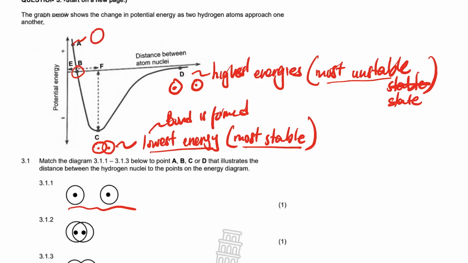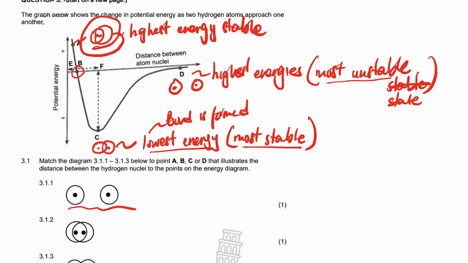It's A. This is where there's more overlapping, more attraction, and more repulsion. Here, guys, they have the highest energy state, but as they bond together, right?